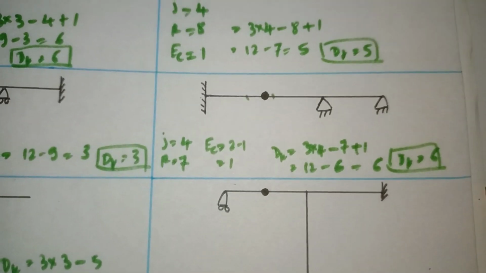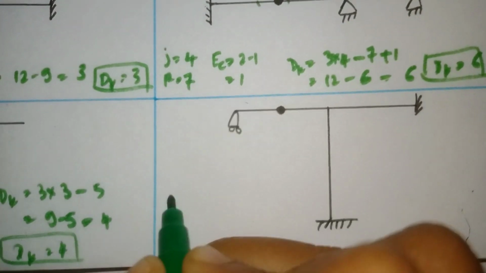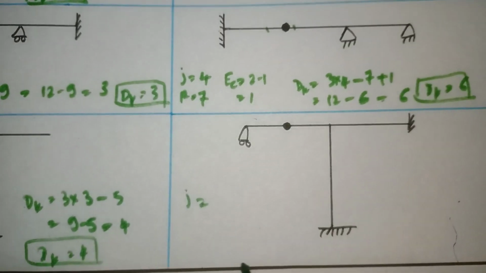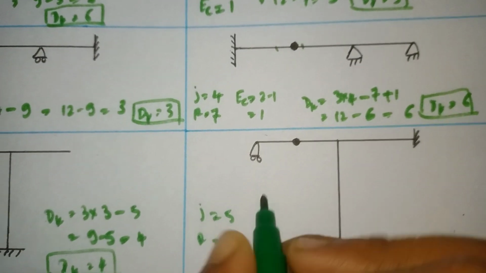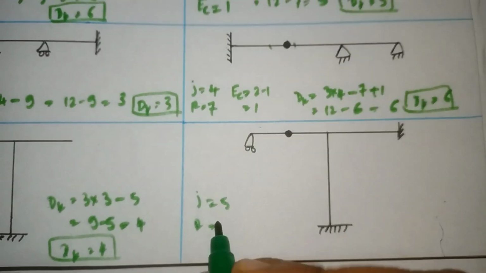We'll see one more problem. Here the number of joints are 1, 2, 3, 4, 5. Joints 5. So how many reactions? Roller 1, fixed 3, here 3. 3 plus 3 is 6, 6 plus 1 is 7.